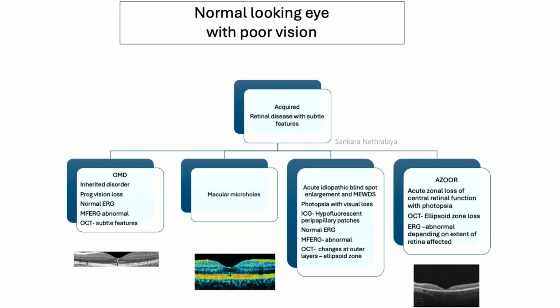AZOOR is a very difficult condition to diagnose. It's acute zonal occult outer retinopathy, with acute zonal loss of central retinal function, with photopsia being the predominant symptom in addition to vision loss. Okay, OCT shows ellipsoid zone loss, and ERG can be abnormal depending on the extent of retina affected.